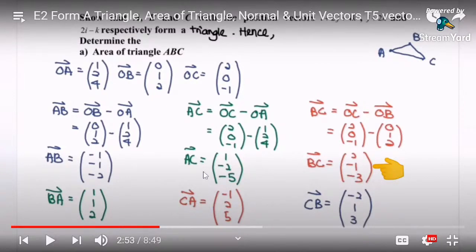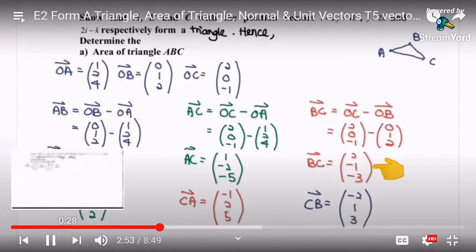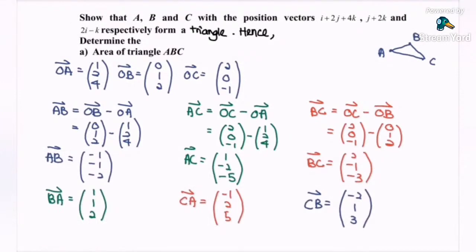Okay, sekarang kita dah dapat line AB, BC, AC atau CA atau CB atau BA. Saya dah dapat ya. So here we have the possible vectors for A, B, and C.